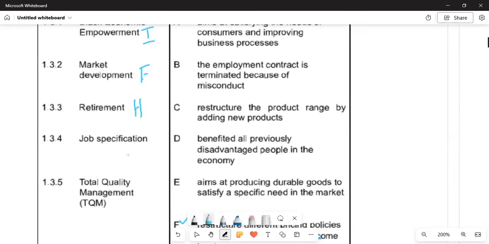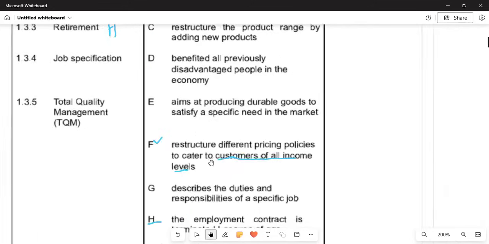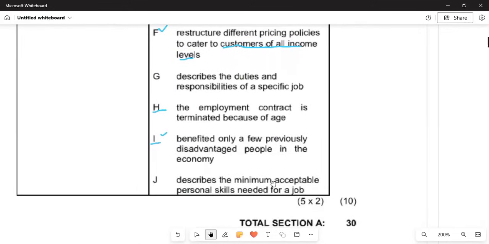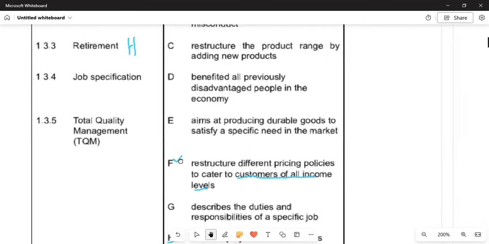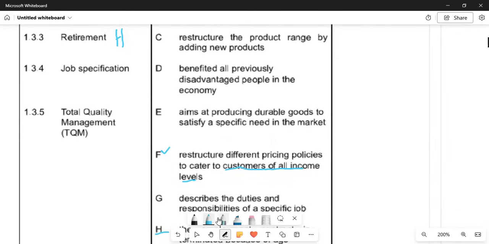So now we're talking about job specification. When you're talking about job specification, we are talking about what? Qualifications, experience, knowledge, and skills that are required to do the job. We want to see which one will match that. As we can see, J can match that: describe the minimum acceptable personal skills needed to do the job. So that is the correct answer under job specification.